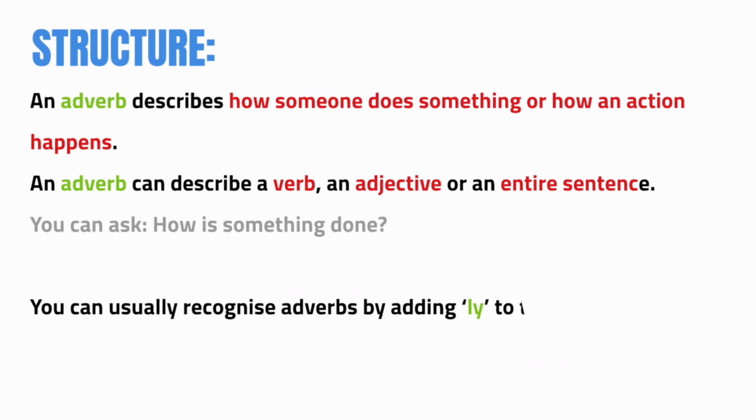You can usually recognize adverbs by adding ly to the adjective as an ending. Fantastically, beautifully, greatly, nicely, and so on. Whenever you see ly at the end of an adjective, it's most likely an adverb. For example, Clara sang beautifully. Beautifully describes the verb sang.